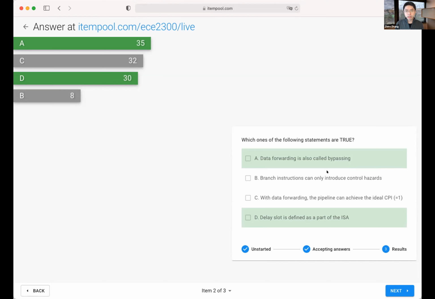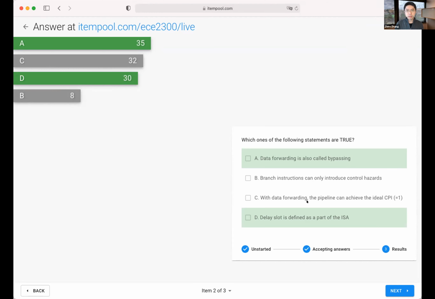But what else can a branch instruction introduce other than control hazard? Data hazard, right? Very good, because a branch instruction also needs to read some register value to determine whether we need to take a branch or not.